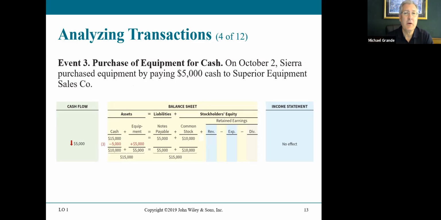Event number three, purchase of equipment for cash. On October 2nd, Sierra purchased equipment by paying $5,000 cash to Superior Equipment Sales Company. Purchased equipment by paying cash. Cash and equipment are both assets. So what happened? They paid cash, so cash went down. But they also received a piece of equipment, so the equipment goes up. So this is a transaction that occurs both on the left-hand side of the equation. Cash went down, equipment went up. The equation is still in balance, right?